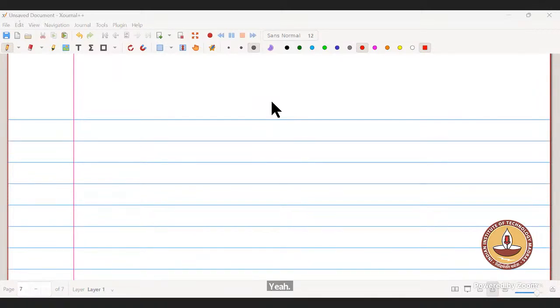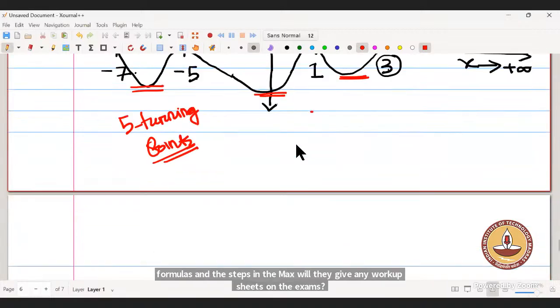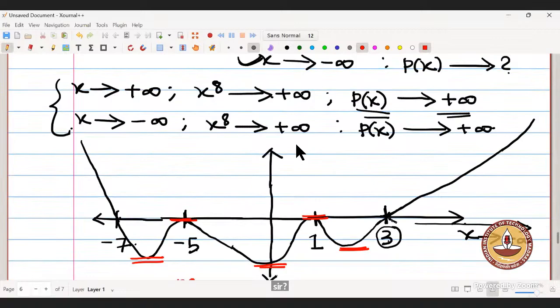One simple question would be, since we haven't attended any IIT exams, to do all these workouts about these formulas and the steps in the maths, will they give any workout sheets in the exam, sir? That will do. Thank you very much.